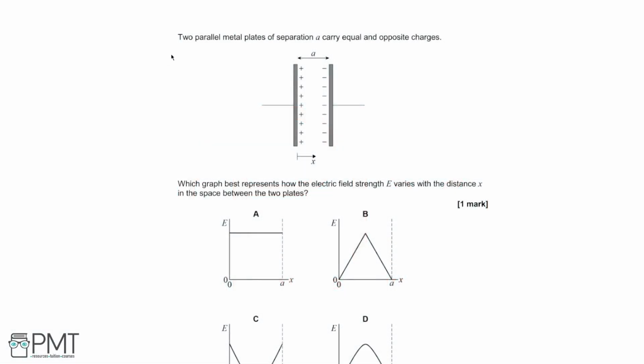This question is about electric fields. The question says, two parallel metal plates of separation a carry equal and opposite charges. And here we see this represented in a diagram. Which graph best represents how the electric field strength E varies with distance x in the space between the two plates?